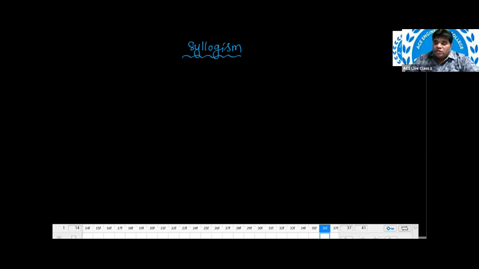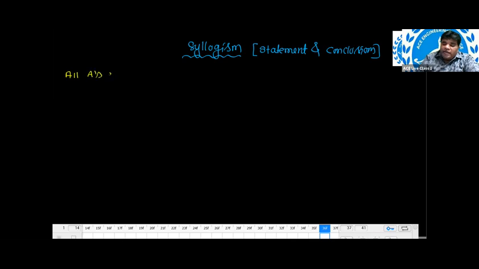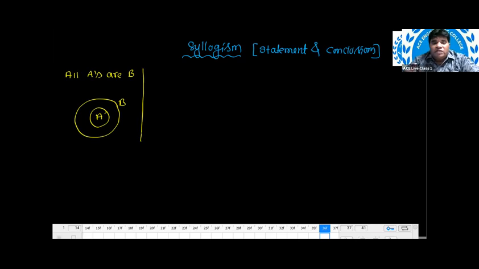Okay, friends. Syllogism, statement and conclusion. Look at friends. Our methodology is based on the logical Venn diagram method. All A's are B means this diagram is written as A, everything involved in B. This is the meaning. For our convenience, we are using this diagram. All A's are B means this is the diagram.